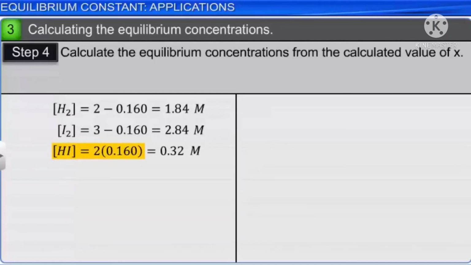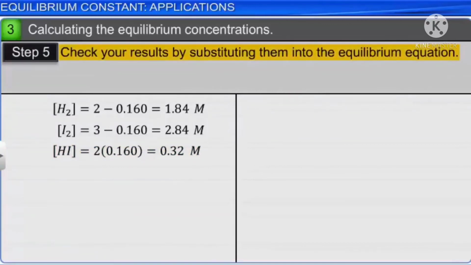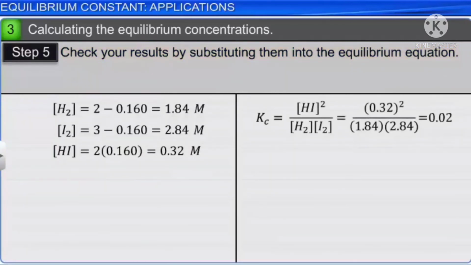Step 5: check your results by substituting them in the equilibrium equation. On substituting the concentrations of hydrogen, iodine, and hydrogen iodide in the equilibrium equation, we get Kc is equal to 0.32 squared divided by 1.84 multiplied by 2.84. On solving this, we get the value of the equilibrium constant as 0.02. This is the same as the given value. Hence, the equilibrium concentrations are correct.